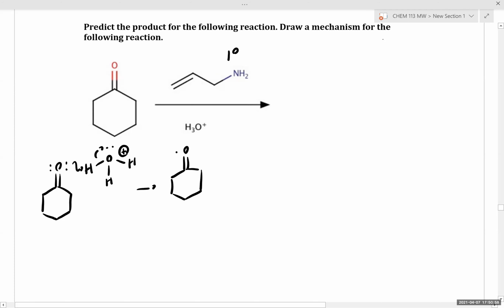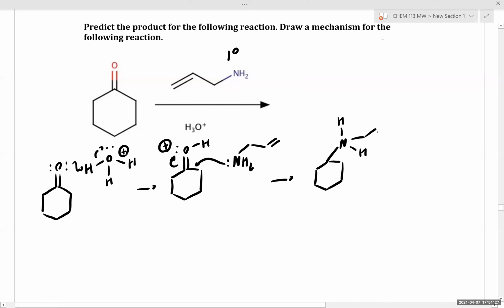Now that we have an activated carbonyl, our carbonyl carbon is now substantially more electrophilic, and as such, it can be attacked with nucleophiles such as the amine present in solution. After addition, we have the following tetrahedral intermediate. And in order to activate this tetrahedral intermediate, we're going to have to engage in a series of proton transfers.